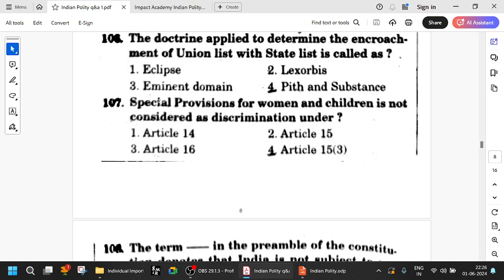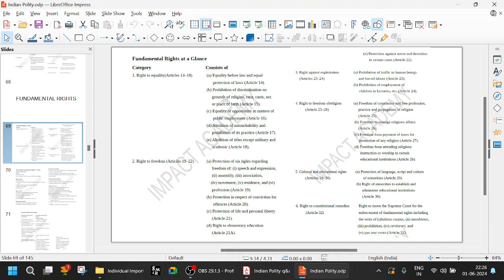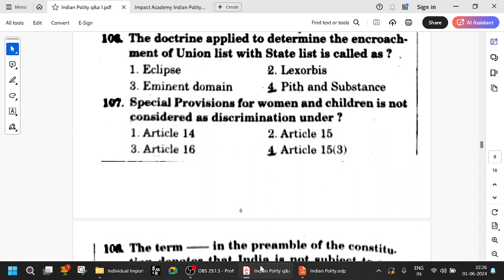So, special provisions for women and children are not considered as discrimination under 15.3. Basically, in 15, we are saying you should not discriminate on the basis of sex, whether it is male or female, but you can give positive affirmation to women. You should not discriminate between man or woman, but in order to provide some support to women and children, you can. So for women and children, you can give some extra benefits. That comes under Article 15.3, because 16 is about employment, 15 is in general, and 14 is equality. So the subsection 15.3 is exclusively for women and children.